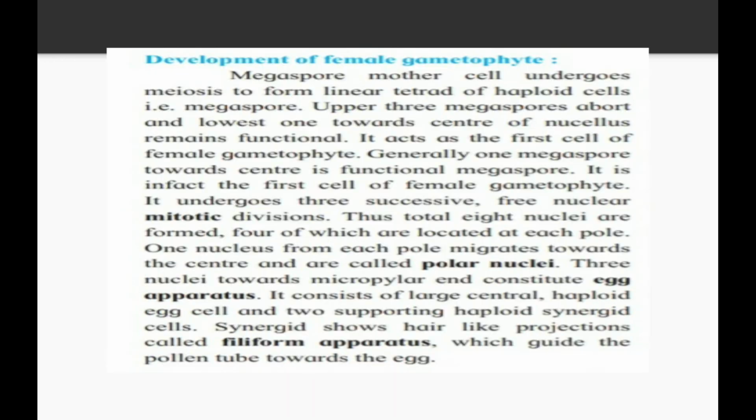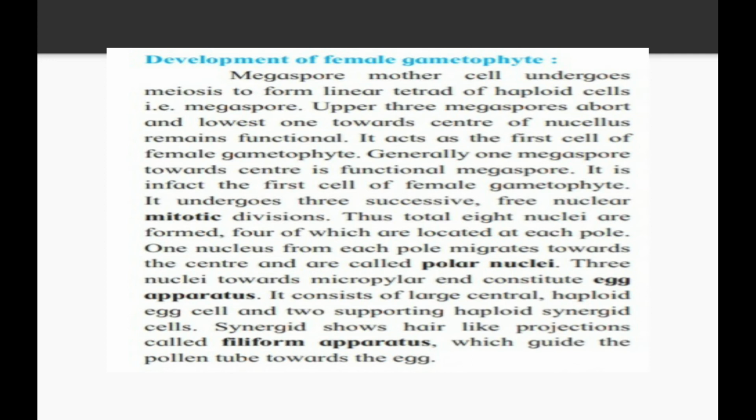Development of female gametophyte. The megaspore mother cell undergoes meiosis to form a linear tetrad of haploid cells, that is megaspores. The upper 3 megaspores abort and the lowest one, towards the center of the nucellus, remains functional. It acts as the first cell of the female gametophyte. So the first cell of the female gametophyte is a megaspore, not a megaspore mother cell. All students get confused whether the megaspore mother cell or the megaspore is the first cell. So the correct answer is megaspore.